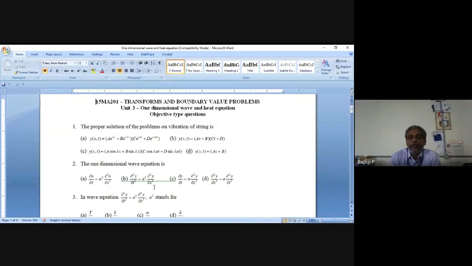You can remember: dou square y by dou t square is equal to a square into dou square y by dou x square. Already I told you. Y differentiated with respect to t 2 times, y differentiated with respect to x 2 times means what? 2 initial conditions, 2 boundary conditions. Yes, this we already did. Dou square y by dou t square is equal to a square into dou square y by dou x square.